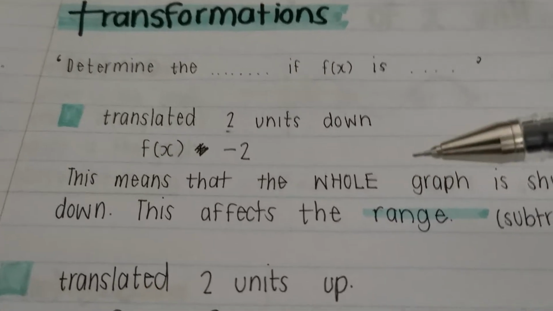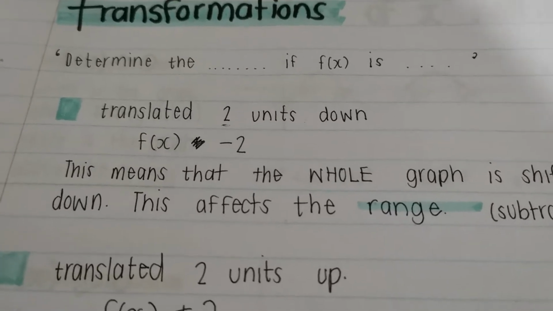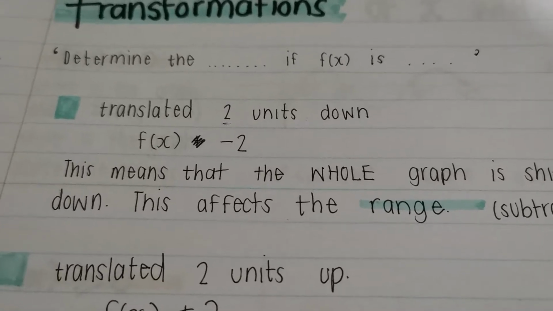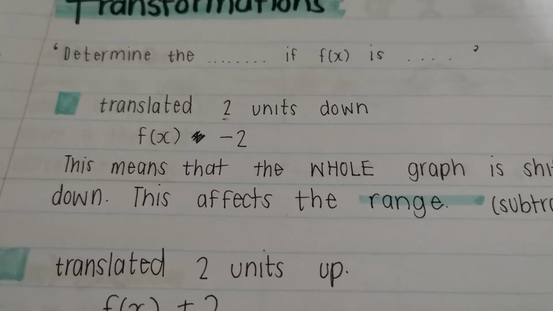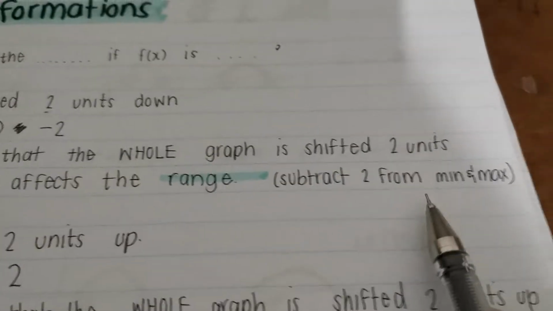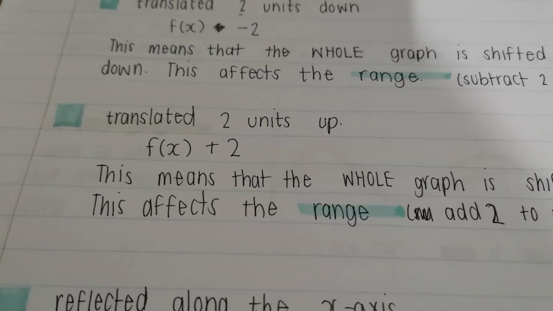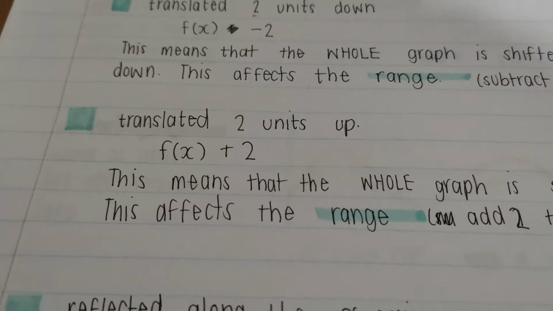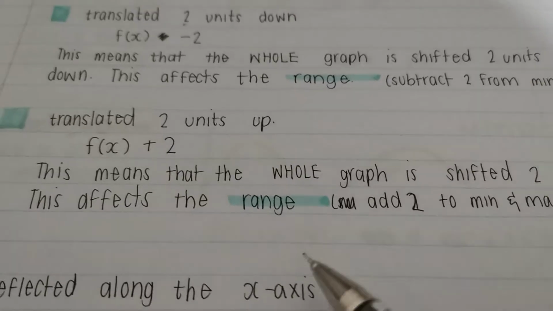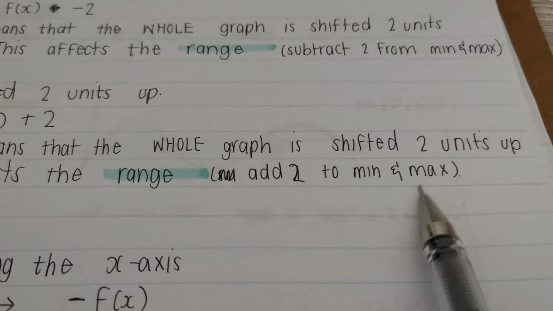Now because it's shifting 2 units down, isn't our maximum changing by 2 units less, and even our minimum is going to be 2 units less? And because that maximum and minimum are both 2 units less, our range is going to change. That's what I wrote here for you. Subtract 2 from both the minimum and maximum. If I say it's translated 2 units up, that means the whole graph plus 2, and the whole graph is shifted 2 units up. Again, it's affecting the range, so you add 2 to the minimum and add 2 to the maximum.